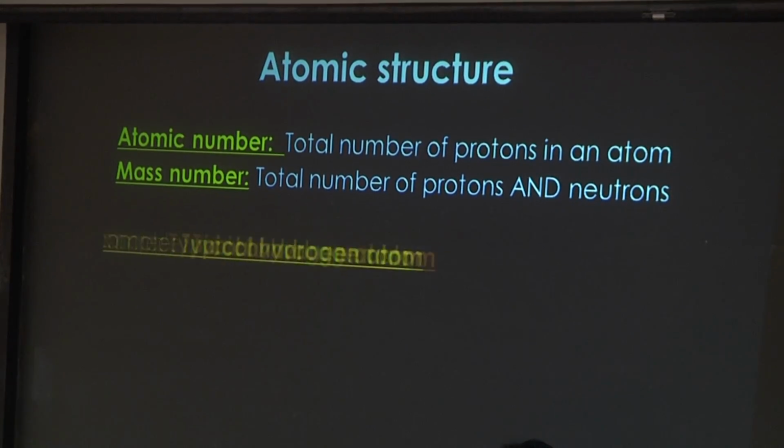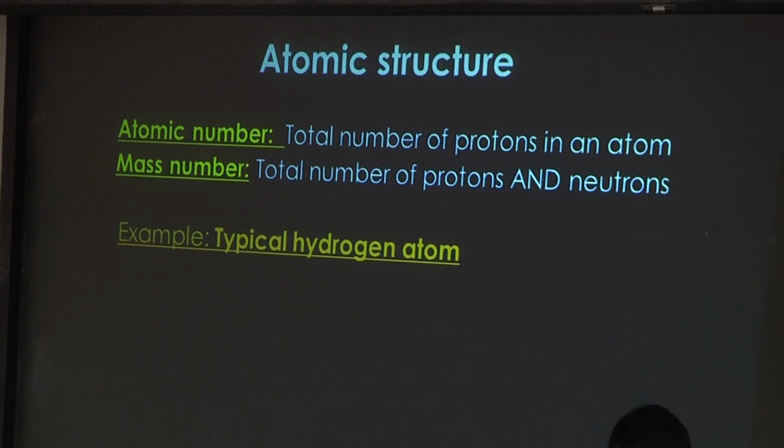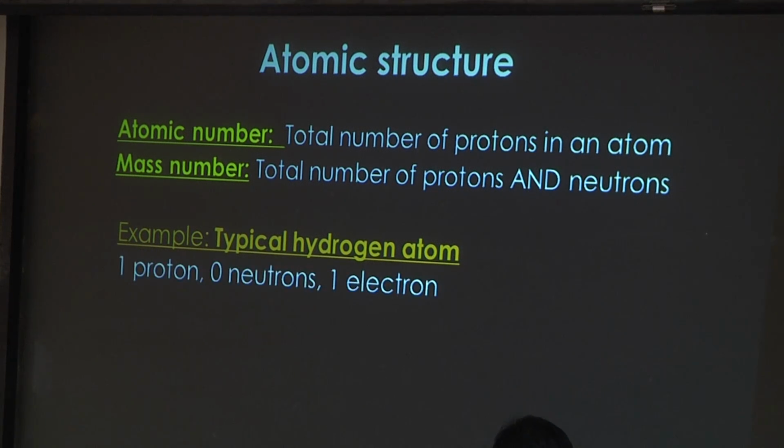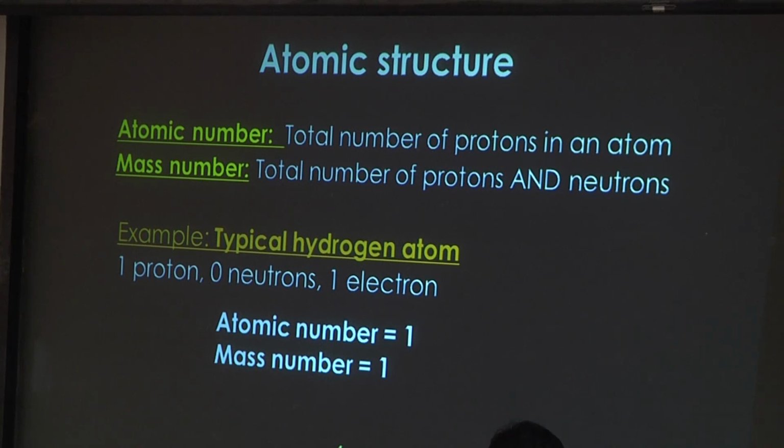We'll look at that. So a typical hydrogen atom has 1 proton, no neutrons, and 1 electron. So what's the atomic number? 1. And what's the mass number? The number of protons, which is 1, plus the number of neutrons, which is 0. 1 plus 0. You can use your calculator if you need it. It's going to be 1. So atomic number equals 1, mass number equals 1.